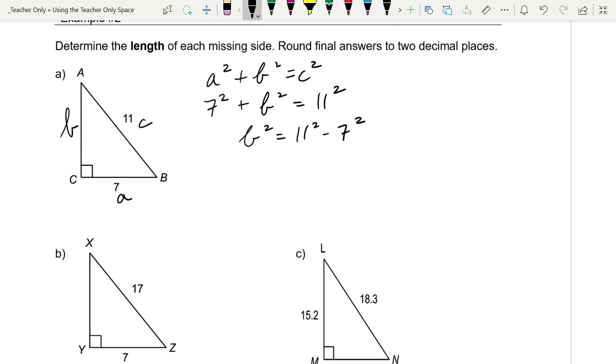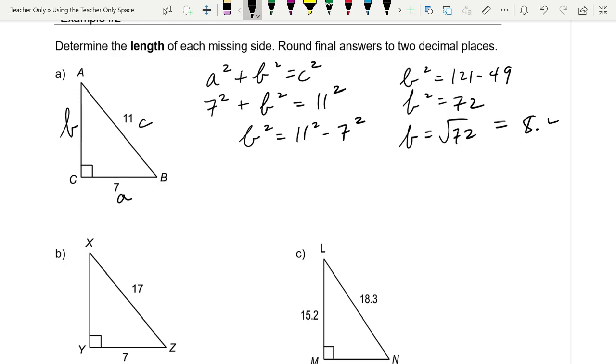Again, I think of this as algebra. So b squared would equal 121 minus 49. So you can use your calculator for that if you want to. 121 minus 49. And so b squared is equal to 72. So square root both sides. And b is the square root of 72. And again, it wants 2 decimal places. This one has to be 8.49, because this was an 8 on my screen, but the thing after the 8 is a 5.